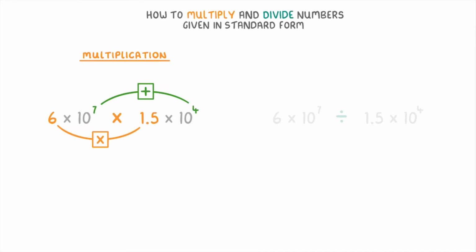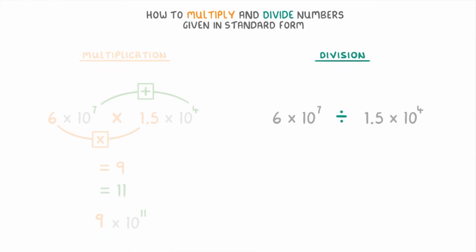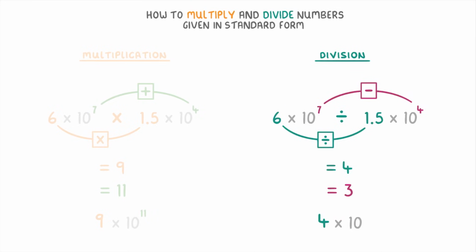So because 6 times 1.5 is 9, and 7 plus 4 is 11, our answer would be 9 times 10 to the power of 11. Whereas for division, we just do the opposite. So to find the new front number, we divide our two front numbers. So 6 divided by 1.5, which is 4. And to find the new power, we subtract the powers. So 7 minus 4, which is 3. Therefore, we end up with 4 times 10 to the power of 3.